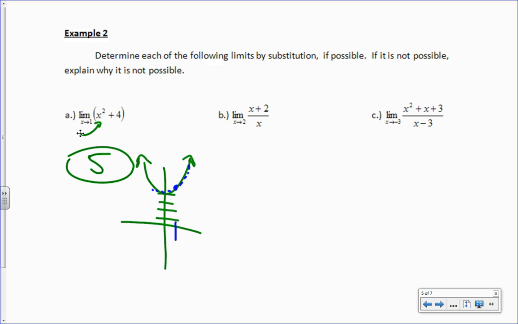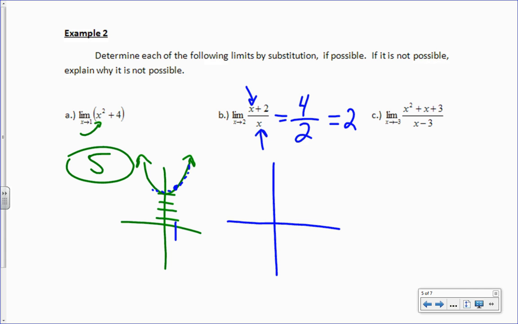So guess what? Substitution works again. Because you can just put 2 in there, and you can put 2 in there. And so what do we got? We got 4 over 2. So my final answer is 2. Because here's what this graph would look like.